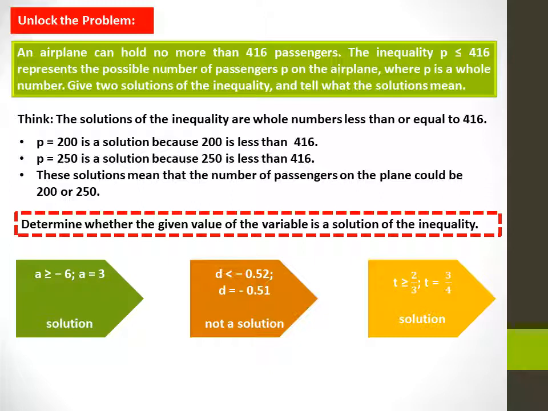T greater than or equal to 2 over 3, T equals 3 over 4. A common denominator is 12. 2 over 3 is equal to 8 over 12, while 3 over 4 is equal to 9 over 12. 9 over 12 is greater than 8 over 12, so 3 over 4 is greater than 2 over 3. T equals 3 over 4 is a solution.